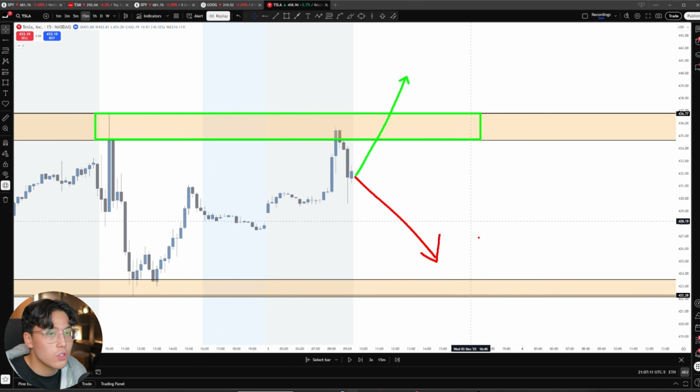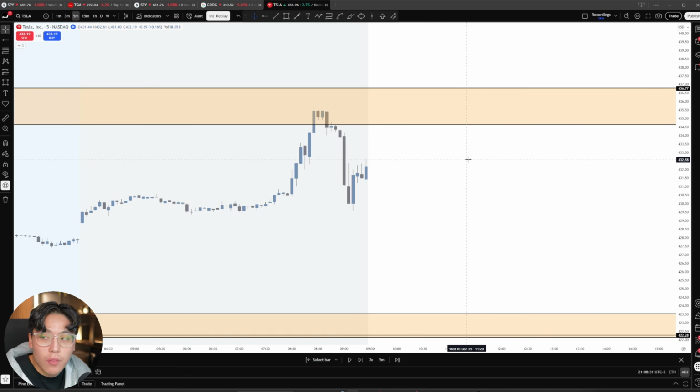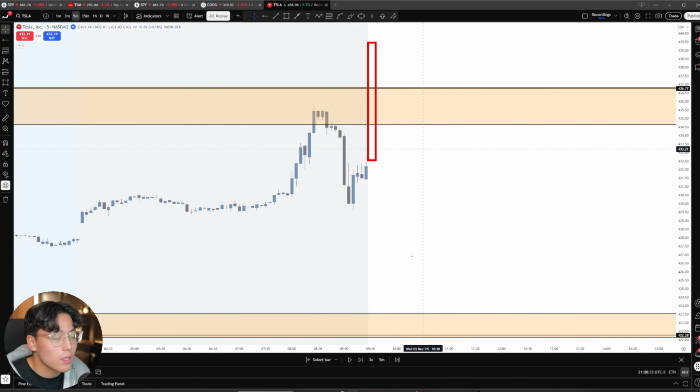Now let's go on to the 5-minute time frame, and what we're going to do is go on to step number 3. Step number 3, now we're on the 5-minute time frame and we want to wait for a candle close above or a candle close below the previous day high or low.